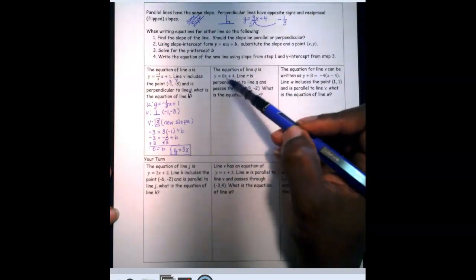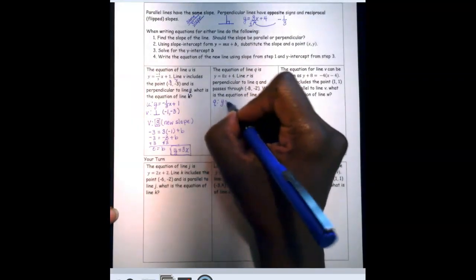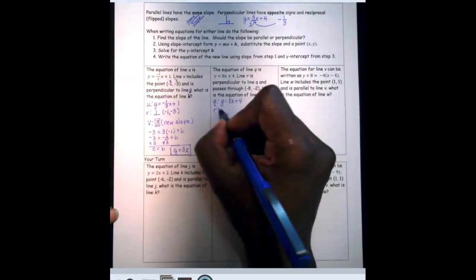We have the equation of line Q is y is equal to 8x plus 4. Line R is perpendicular to line Q and passes through -8, -2. What is the equation of the line R? So again, we've got line Q, and it is y is equal to 8x plus 4. Line R is perpendicular to line Q and passes through points -8, -2. So now we know that our line is perpendicular, so that was step number 1.